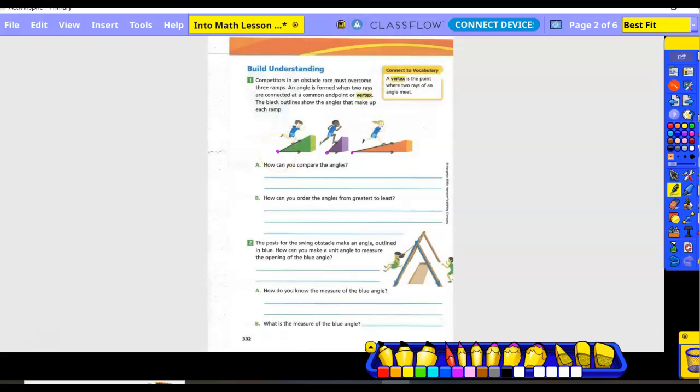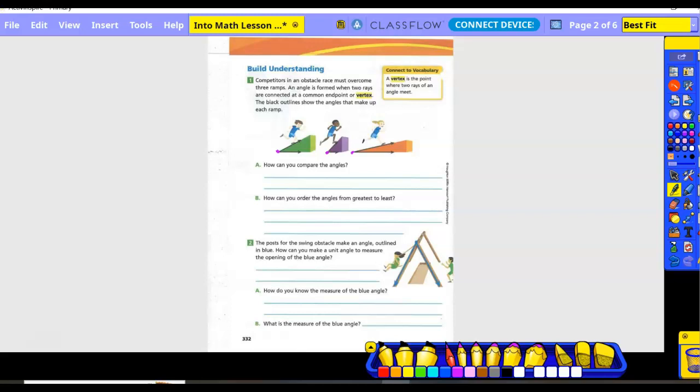So how can you compare the angles? How can we compare them? They both have like an alligator mouth. Well, okay, they kind of have the alligator mouth, but are they less than 90 degrees, more than 90 degrees? They're all less than 90 degrees, right? Okay, so what are they? Are they right, acute, or obtuse? Acute, right? Okay, so anything less than 90 degrees is acute.